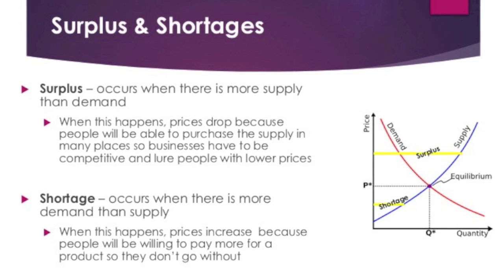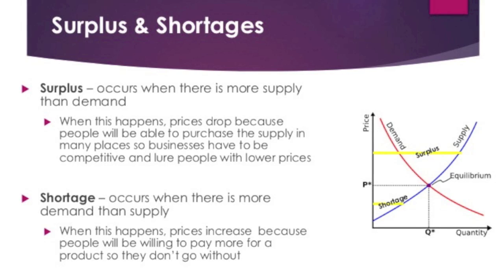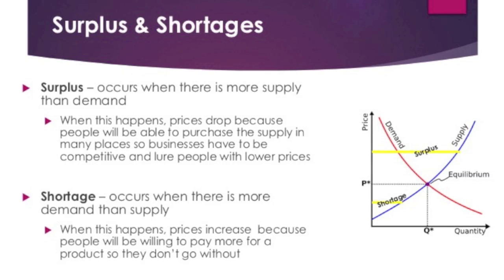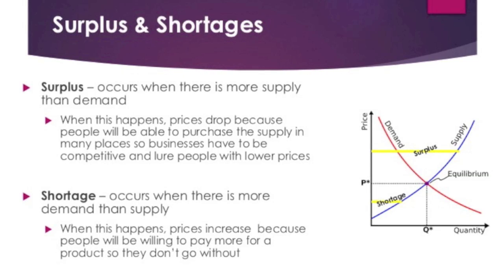Shortage occurs when there is more demand than supply. When this happens, the prices increase because people will be willing to pay more for a product so they don't go without. When there's less people selling these items, they can increase the price because they know people will be buying them anyway, and that way they're making more money on each product and service sold.